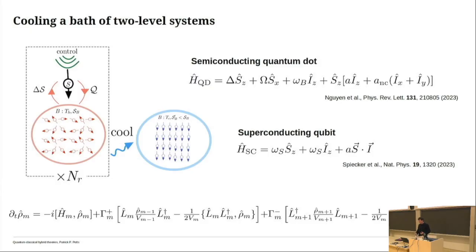Right. And now we adapted this to the scenarios that I showed you in the experiments before. In particular, for a semiconducting quantum dot, where we have this type of total Hamiltonian motivated by this experiment in the group of Richard Warburton at the University of Basel. And then we also looked at a superconducting qubit scenario coupled to a bunch of two-level systems motivated by this other experiment that I showed you before.